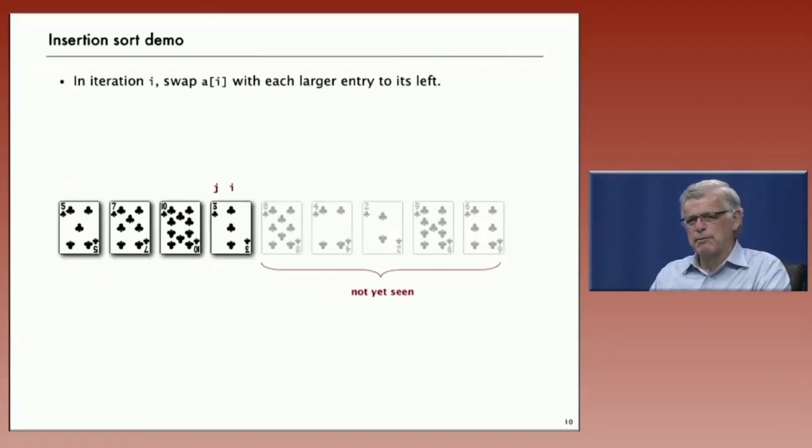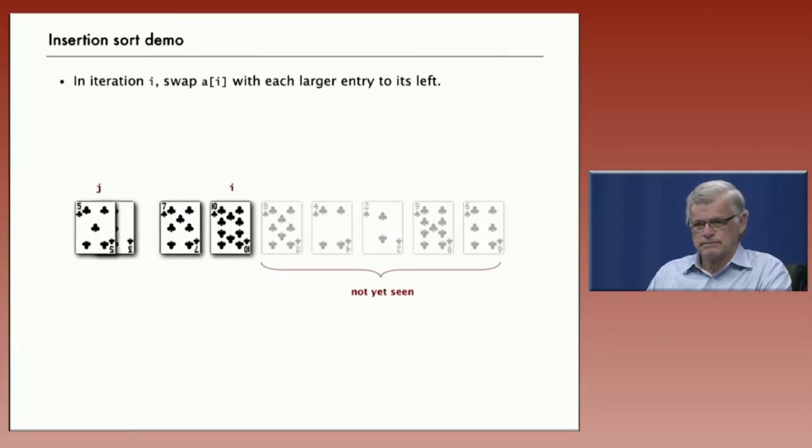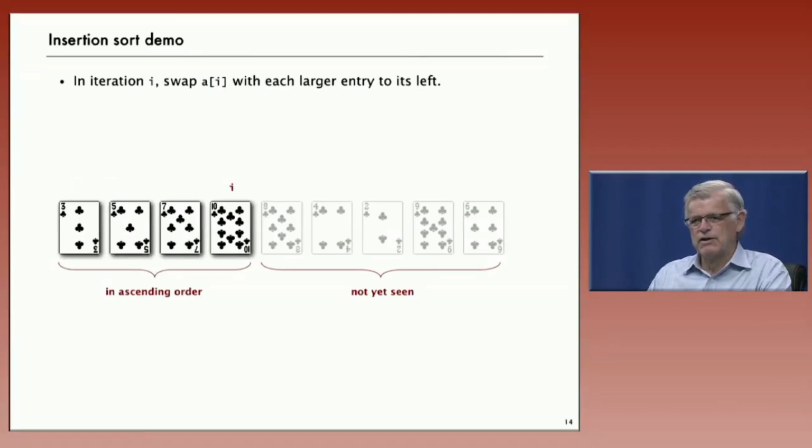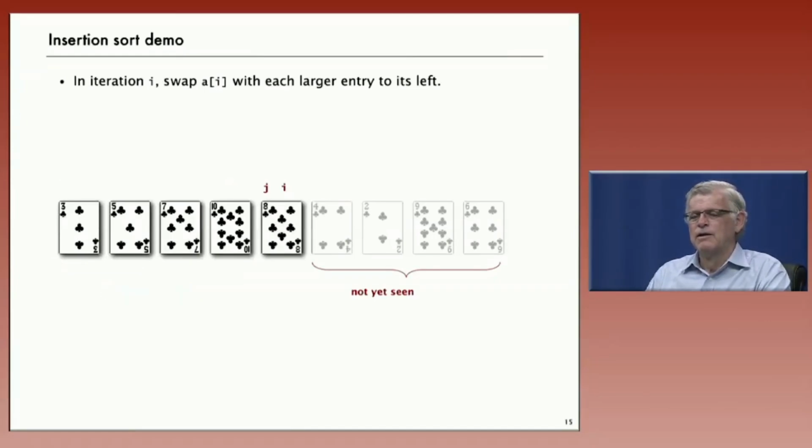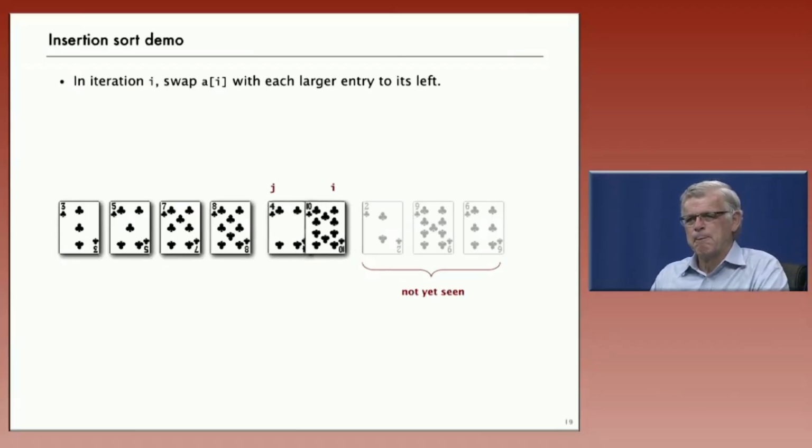So now we increment I again, and we come to the 3. Again, we exchange as long as the card immediately to the left is greater. And once we've done that, we have everything to the left of I in ascending order. Now, in this case, we have the 8. We only have to exchange 1, and now it's got the 7 to its left, and everything is in order. So we've achieved putting it in order with less work in this case. We don't always have to go all the way back to the beginning.